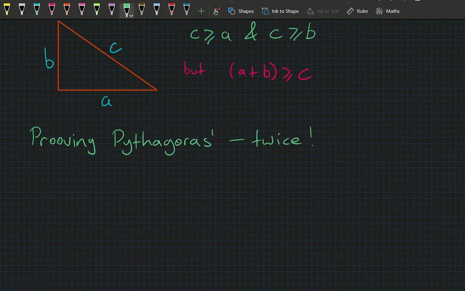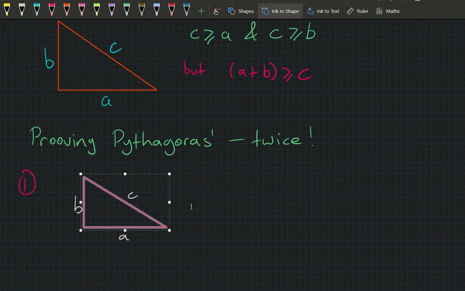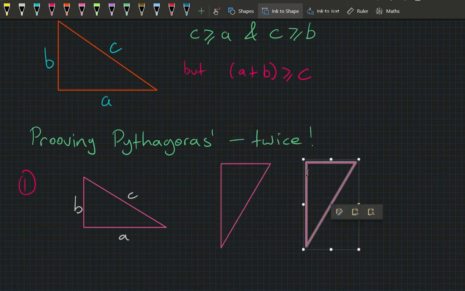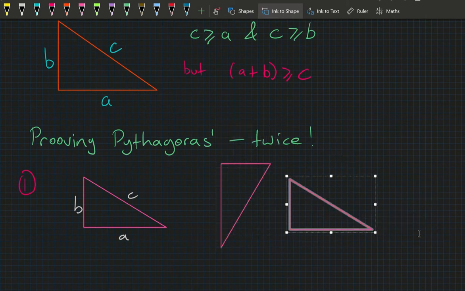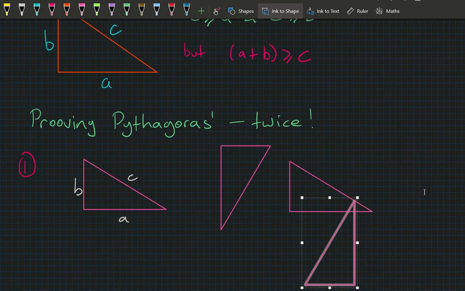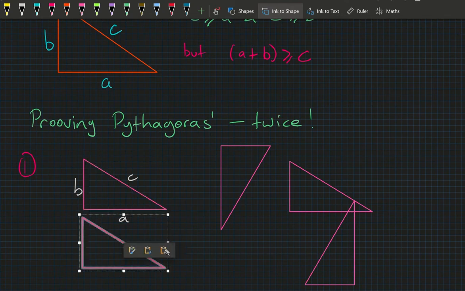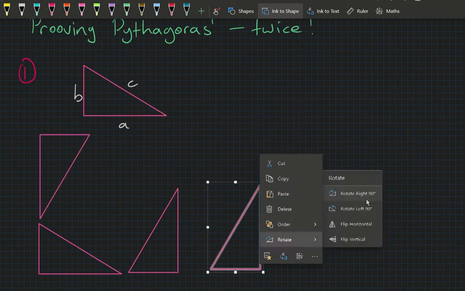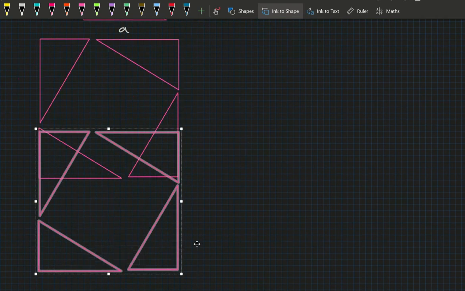Okay, for the first one, let's draw a right angle triangle with side lengths A, B and C. Now we're going to copy that and rotate it by 90 degrees. And we'll copy it again and also rotate that by 90 degrees. And again, and rotate that by 90 degrees. And we'll copy that original one more time. Now I'm going to slide these down below the screen. And then I'm going to copy them all again.